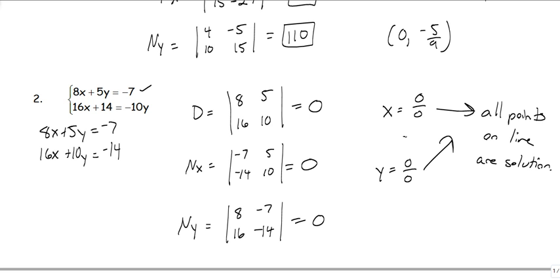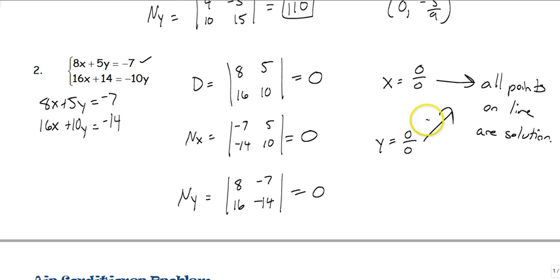If I had like 5 over 0 and 7 over 0, think of it as a statement: are they equal? No. Those would be no solution then. So that is how you know if it's all points on a line or no solution. No solution again would be something like this: x equals 5 over 0, y equals negative 3 over 0. These would be no solution. But if it's 0 over 0, all points on a line.